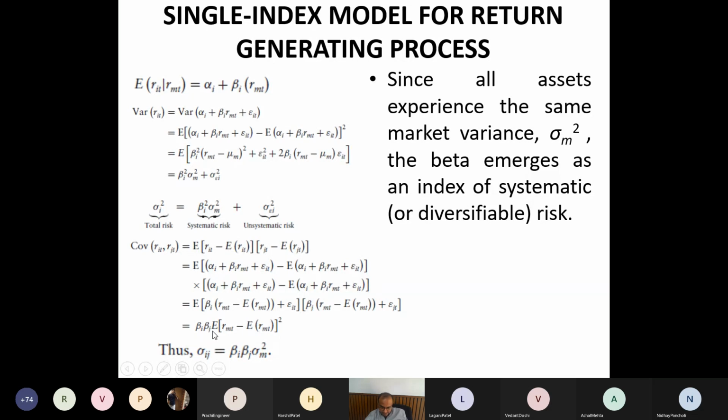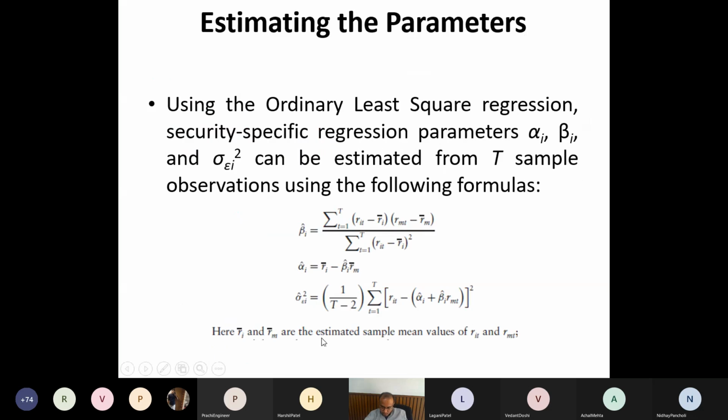So that will be beta I beta j into expected value of RMT minus ERMT whole square. Now RMT minus ERMT whole square is sigma m square, right? This is the market variance. So you can see the covariance between two securities again depends on the beta of both. The sigma m square is common for all the securities. So beta is a very important parameter, right? The total risk of any security as well as the covariance between two securities which are part of the market depends on its beta. And I hope all of you have gone through this beta on the website, right?